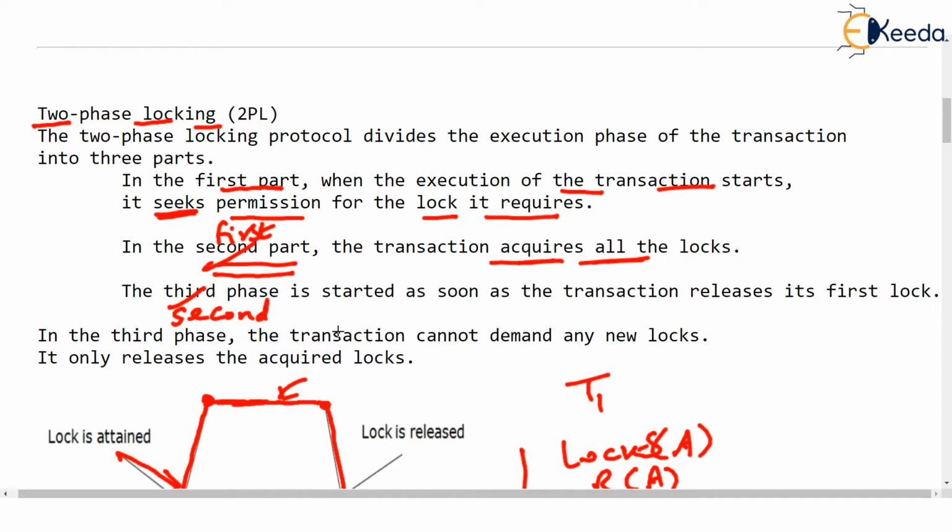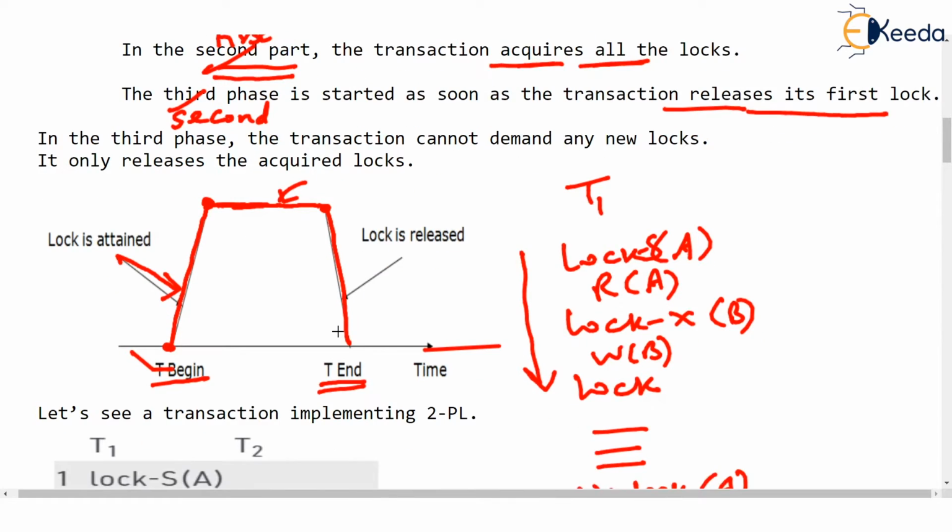The second phase starts as soon as the transaction starts releasing its first lock. Whatever locks it has acquired, in the second phase it starts releasing them, and here is where the shrinking phase starts. So you can see why it is known as a two-phase locking protocol. I think this should not be confusing where I said first part. I meant this is the first part of the graph, this is the second part, and this is the third part of the graph.